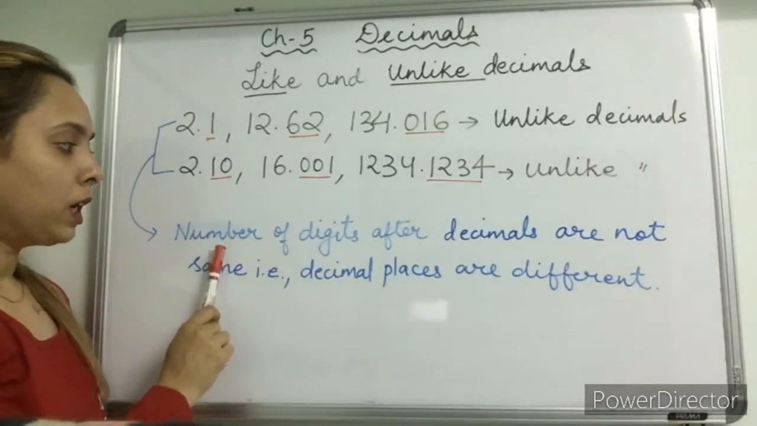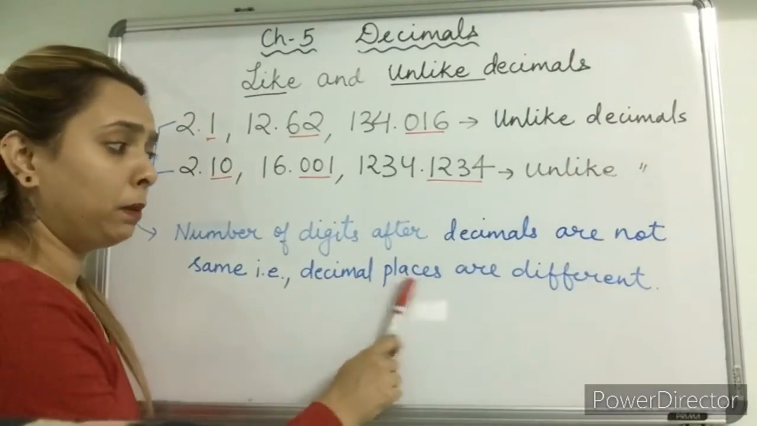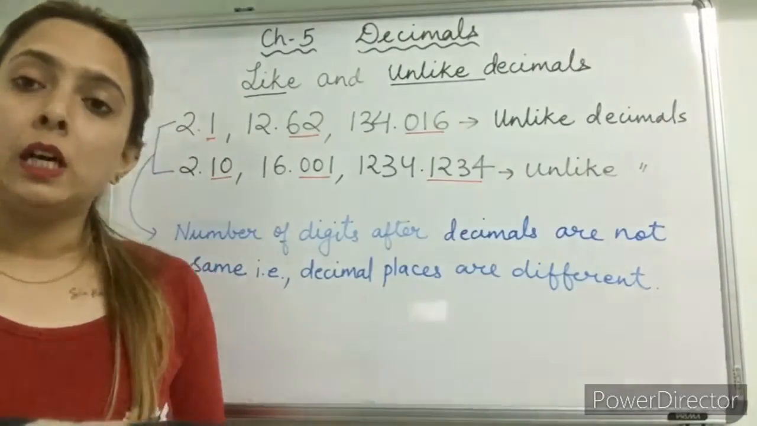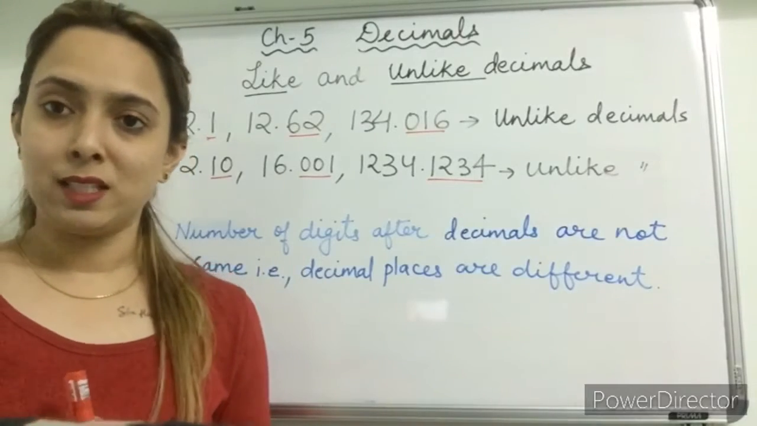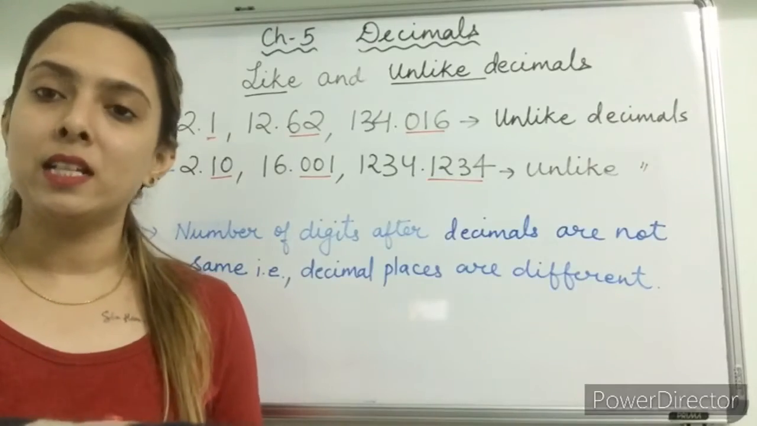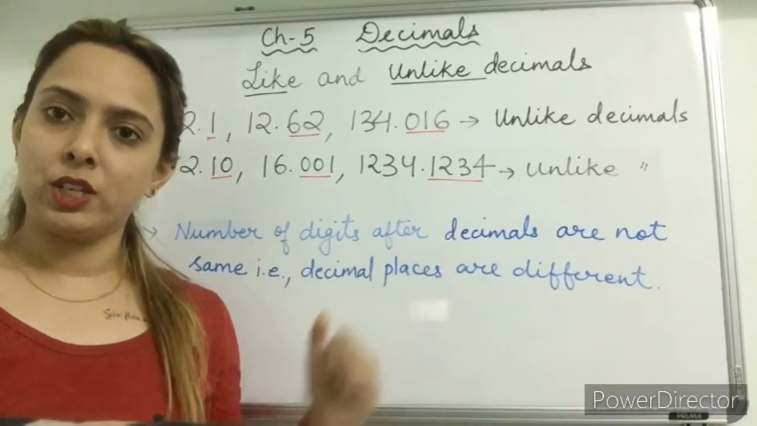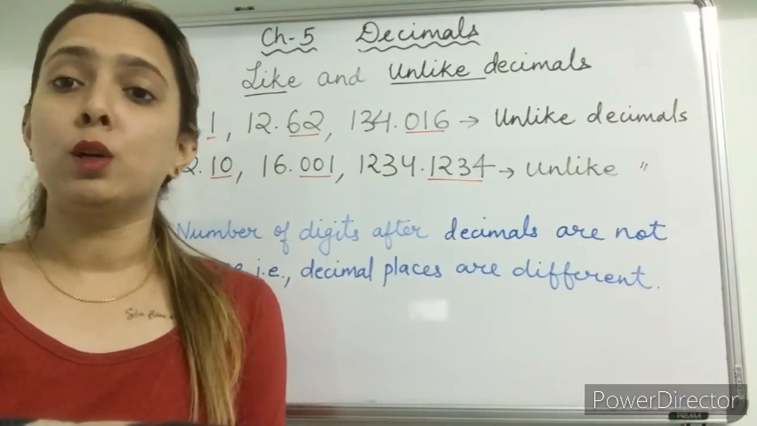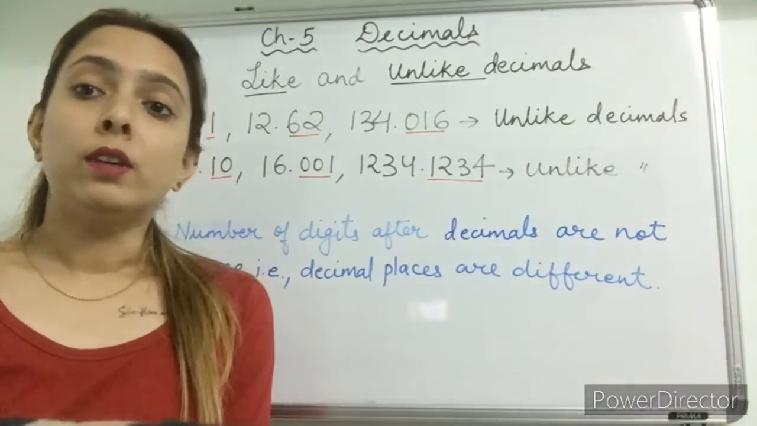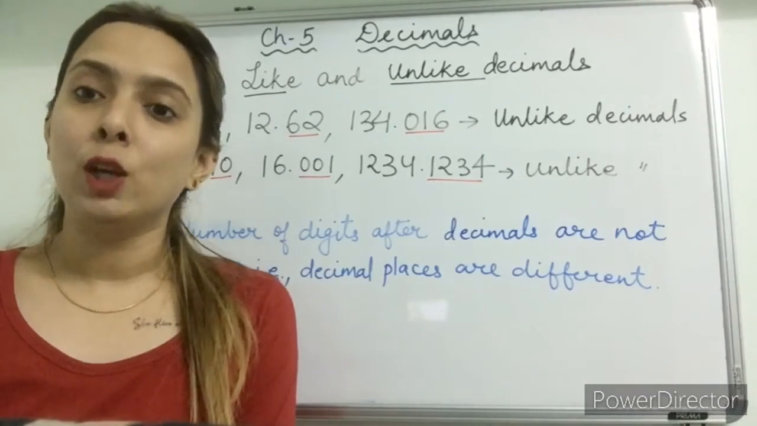So here I have written number of digits after decimals are not same, that is decimal places are different. Students, let me tell you one more thing. Like decimals cannot be converted into unlike decimals, but unlike decimals can be converted into like decimals. Let's check the examples. How will we convert unlike decimals into like decimals? We can convert unlike decimals into like decimals by putting zeros.